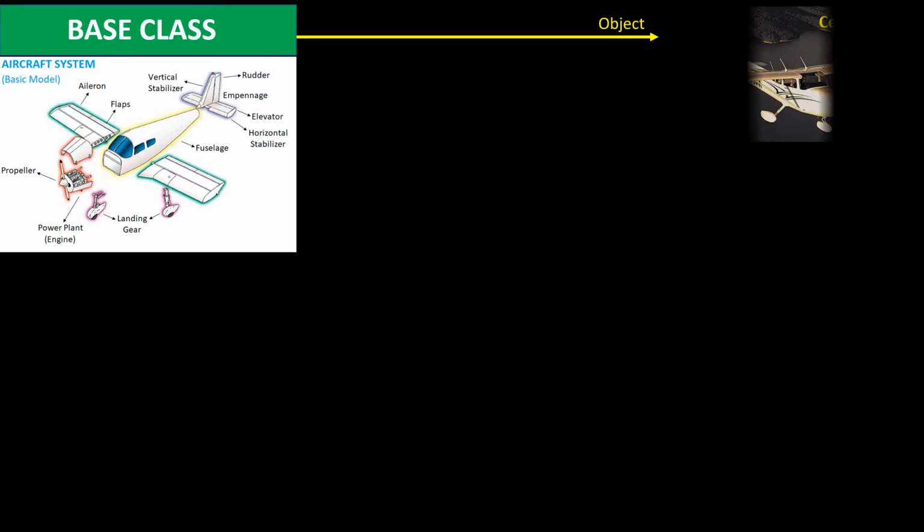From the context of object-oriented programming concepts, this basic model is the base class, and if we decide to build an aircraft from this base model class, we would be creating the object, or the actual aircraft, like a Cessna 172.